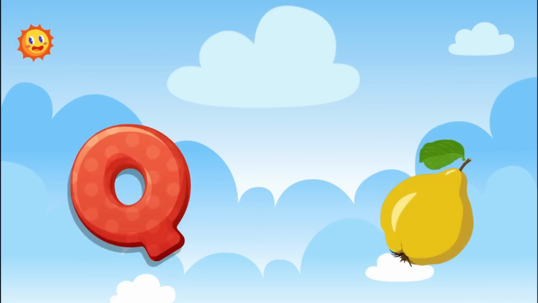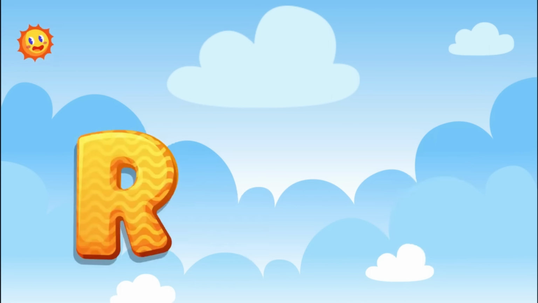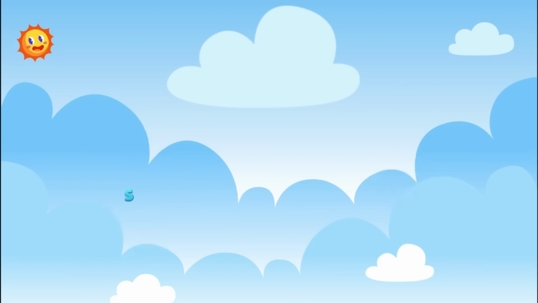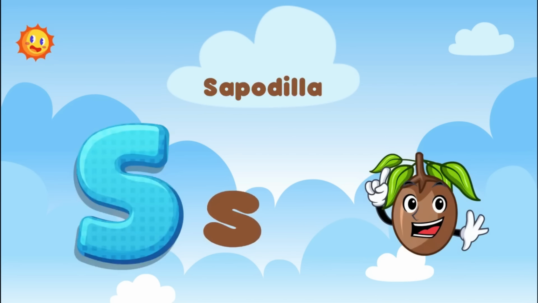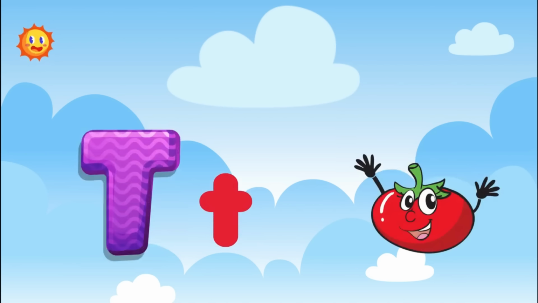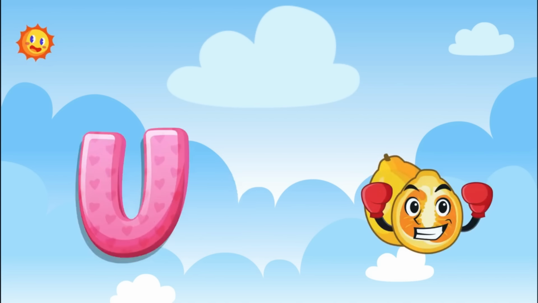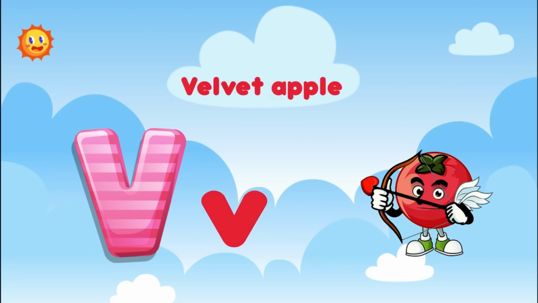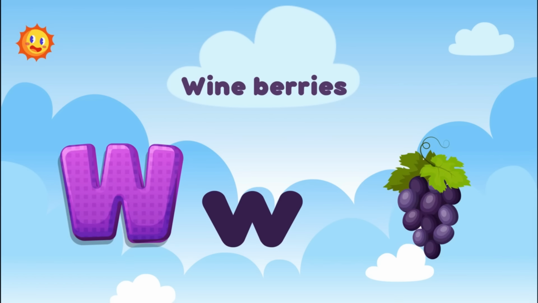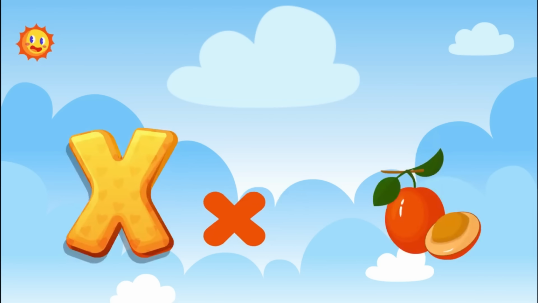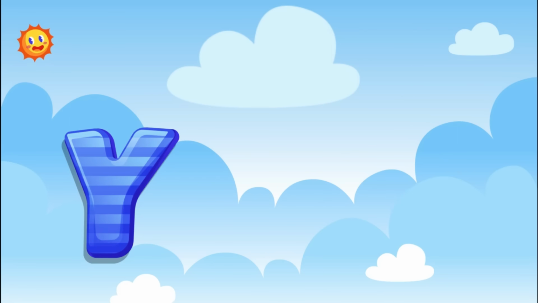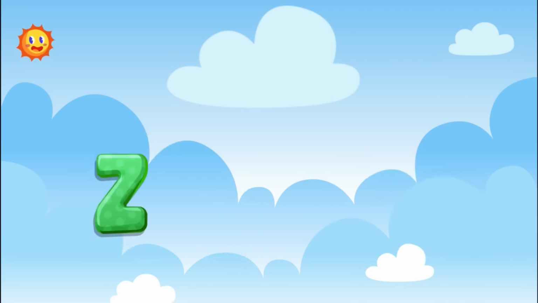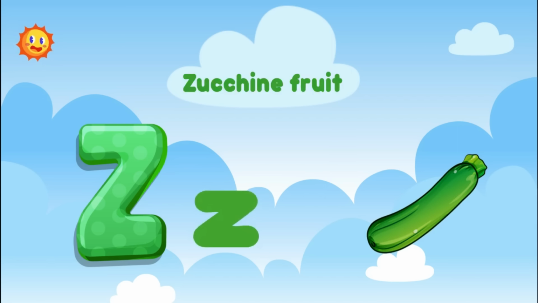Q is for quince. Q, Q. Quince. R is for raspberries. R, R. Raspberries. S is for sapodilla. S, S. Sapodilla. T is for tomato. T, T. Tomato. U is for ugli. U, U. Ugli. V is for velvet apple. The velvet apple. W is for wineberries. Wineberries. X is for Xigua. X, Xigua. Y is yam. Yam. Z is for zucchini fruit. Zucchini fruit.